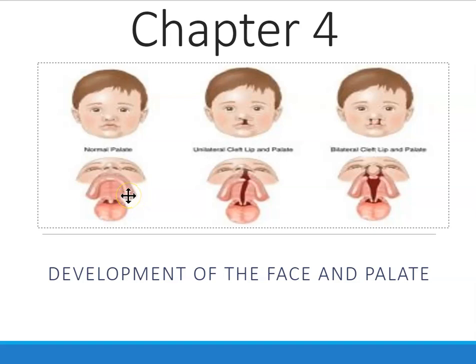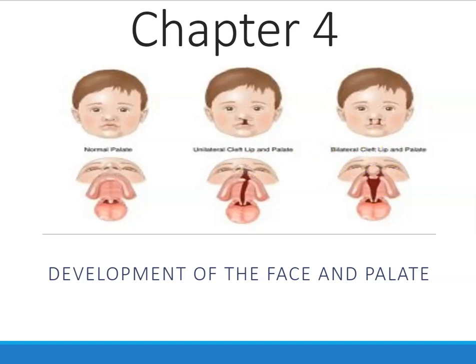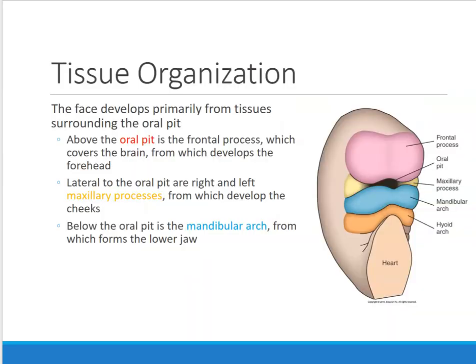Sometimes during development, the palate doesn't close, and then we're left with a cleft palate. Sometimes the lip doesn't close, and that's known as a cleft lip. It can be unilateral, which means just on one side, or it can be bilateral, which means on both sides. So let's look at it in more detail.